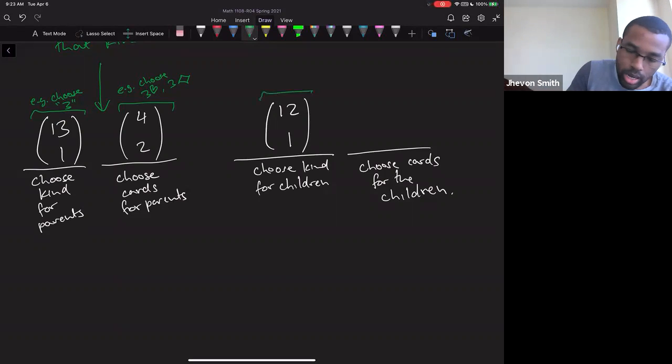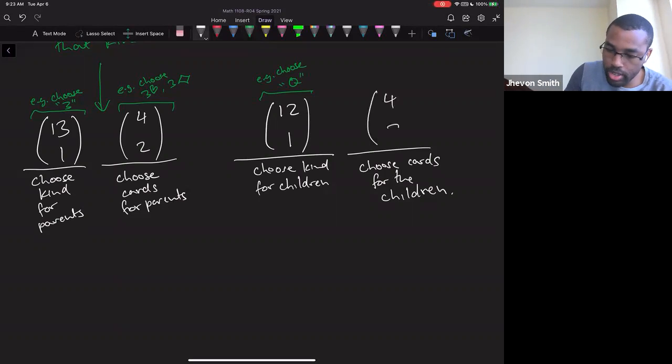Here, the example would be to choose something else, like a queen. Choose queen. Now, there are four types of queens. I need three of them. Need to choose my queen.